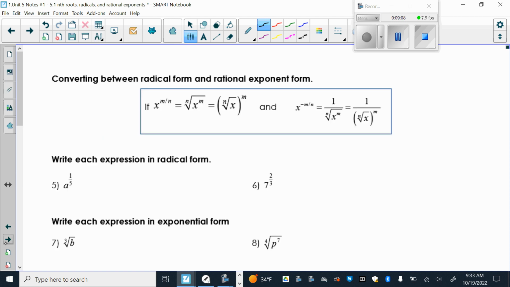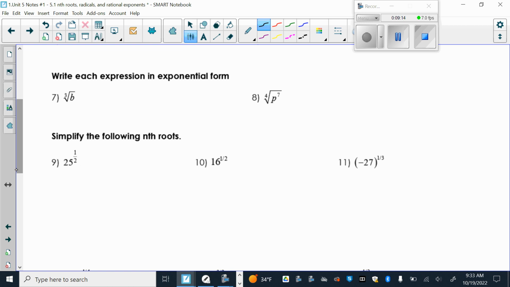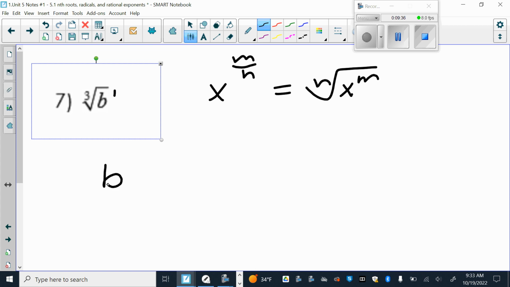So let's go backwards. Let's say that we have the cubed root, write each expression in exponential form. So let's say we have the cubed root of b. So remember, x to the power of m over n is equal to the nth root of x to the m. So b, since I don't see an exponent, is actually being raised to the 1st power. So this can be rewritten as b to the power of 1/3. This is really helpful when you are doing calculator work, because finding the cubed root in your calculator might take time, but raising a number to the 1/3 power takes 5 seconds.